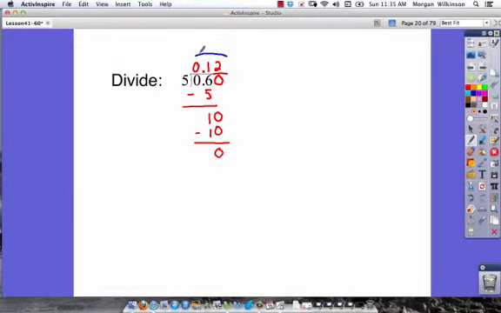We've got 12 hundredths, or 0.12. Key here again, bring the decimal straight up. And in this problem, we had to add a 0 after the 0.6 in order to get it so we had no remainder, or nothing left over in the end. Our quotient is 12 hundredths, and we're all done with this example.